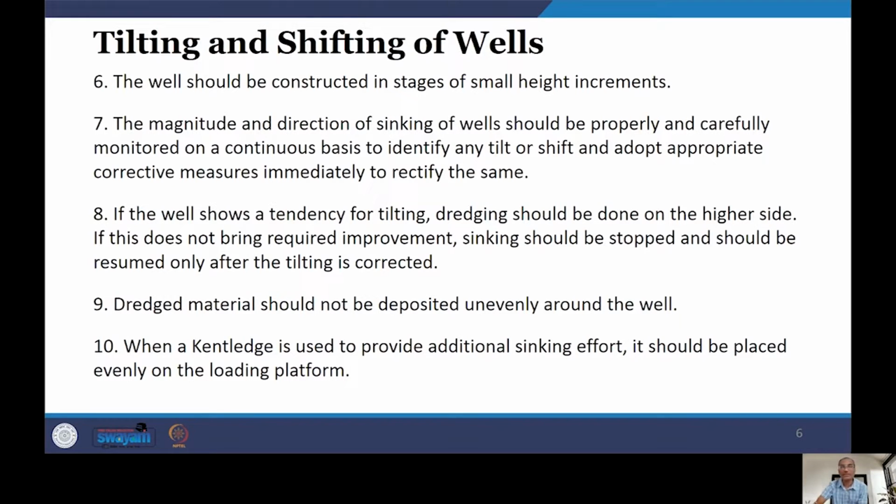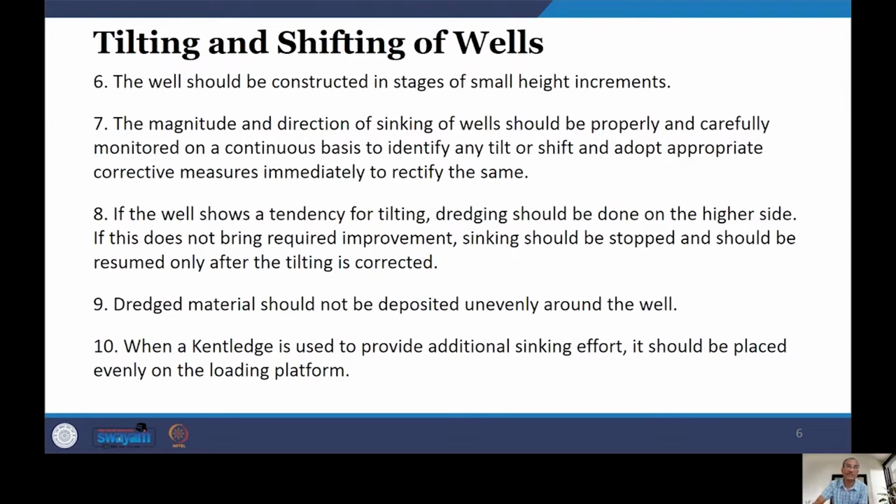If the well shows a tendency for tilting, dredging should be done on the higher side. And if this doesn't bring the required improvement, sinking should be stopped and should be resumed only after the tilting is corrected. Then dredge material should not be deposited unevenly around the well. When a kentledge is used to provide additional sinking effort, it should be placed evenly on the loading platform.